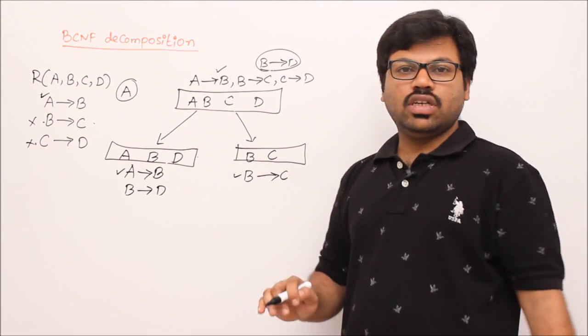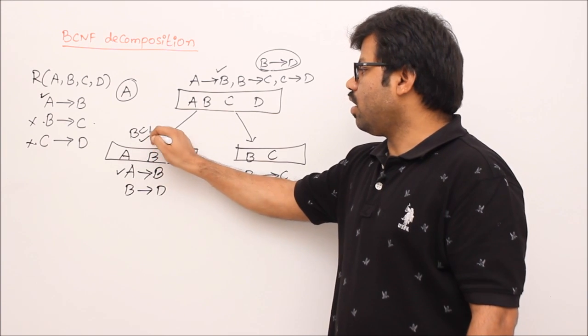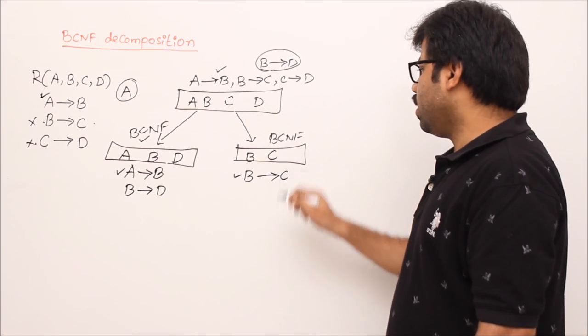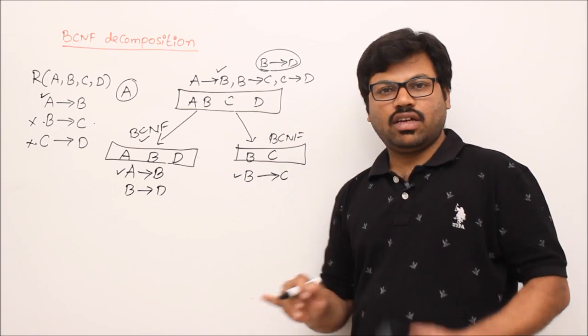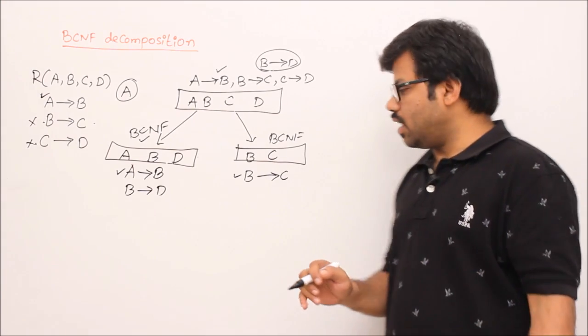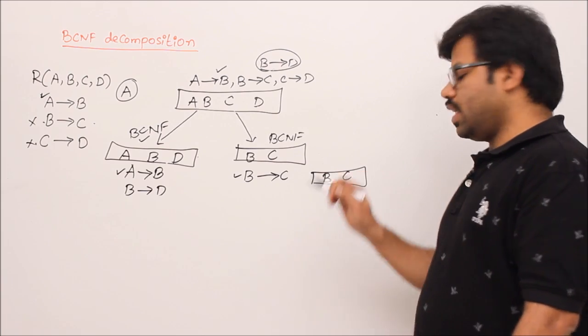Once you project the rules, then again we have to see whether this table is in BCNF or not. Here I would like to tell one point. Whenever a table contains exactly two attributes, then automatically that will be in BCNF. We'll see that part. Why is a table with two attributes automatically in BCNF?